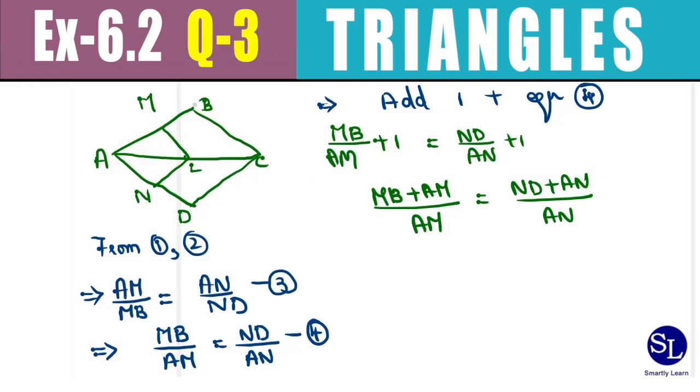Now according to the diagram, MB plus AM is nothing but AB. So AB divided by AM is equal to ND plus AN, which is nothing but AD. So this is AD divided by AN. This was what we were asked to prove. So we can finally close this and say hence proved.